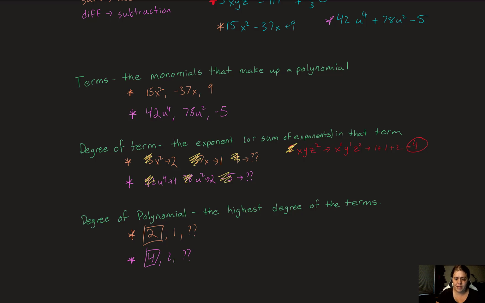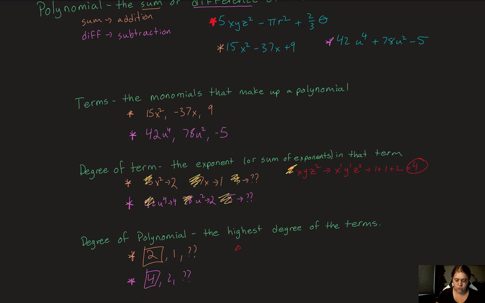And for the red guy, up there, actually this is our biggest term. It's 4. This guy has a degree of 2. And this guy has a degree of 1. So yeah, 4, 2, 1. That is our degree for this polynomial.